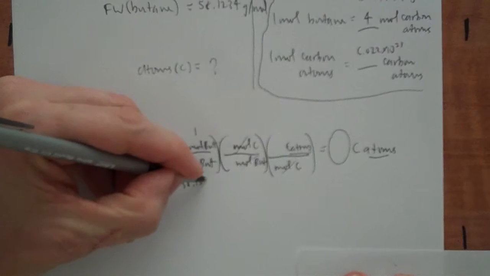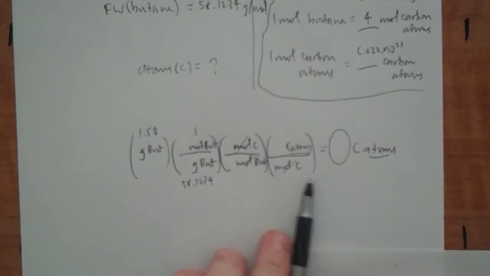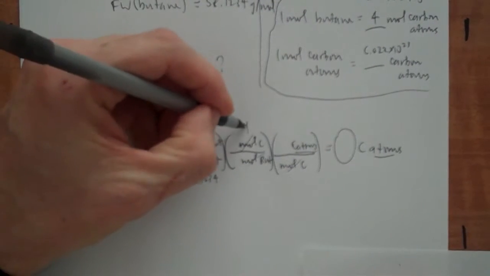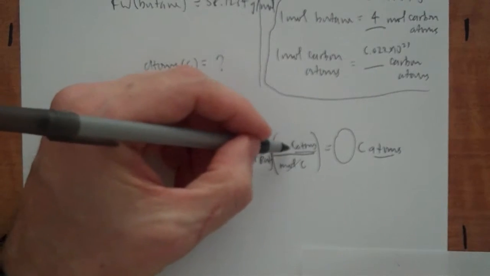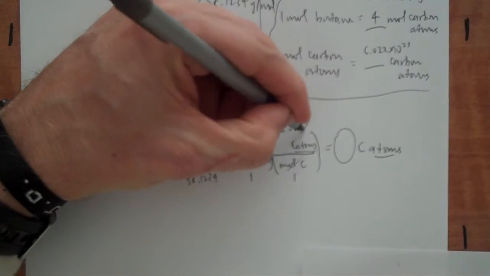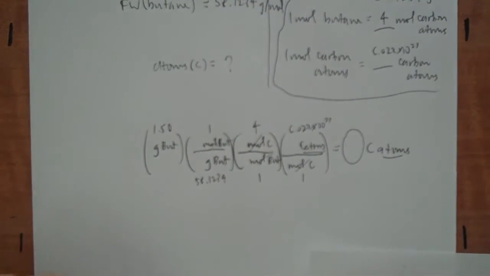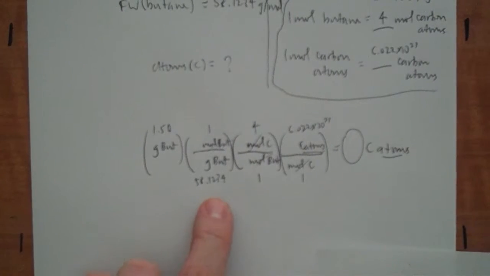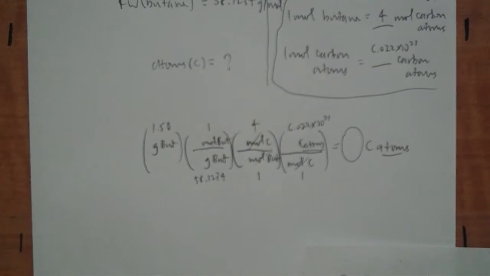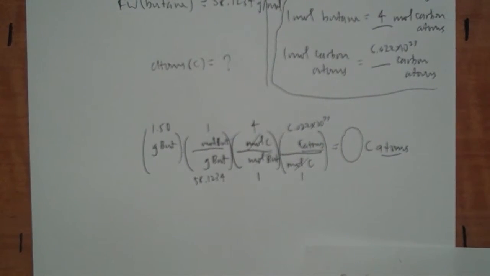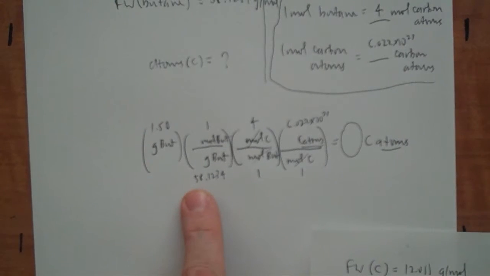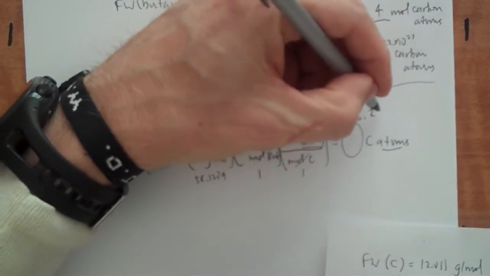So it's 58.1234. You really maybe should pause it and put all these numbers in and see if you get the same thing I get. How many moles of carbon for every 1 mole of butane? And how many carbon atoms per every mole of carbon atoms? For every 1 mole, it's 6.022 times 10 to the 23rd. Okay, let's figure that out. 1.5 times 4 times Avogadro's number, and then divide by 58.1234, and you should get 6.216 times 10 to the 22 atoms.